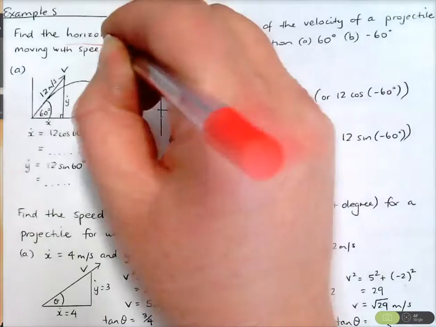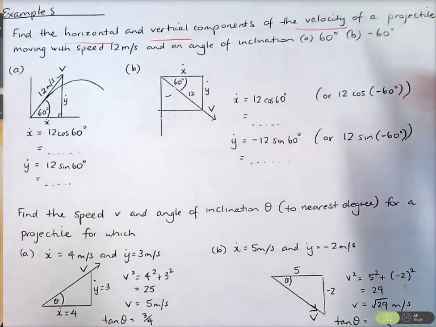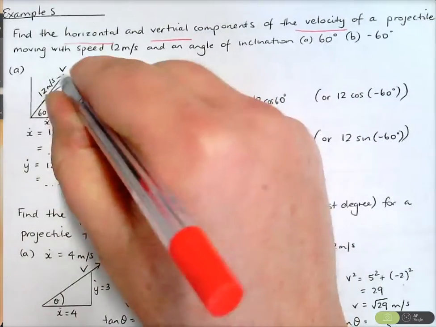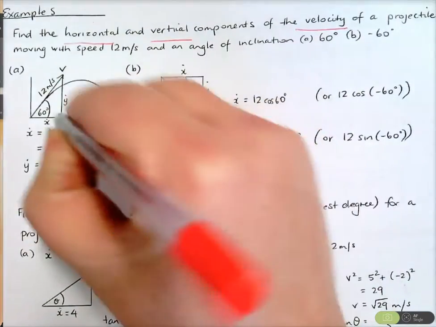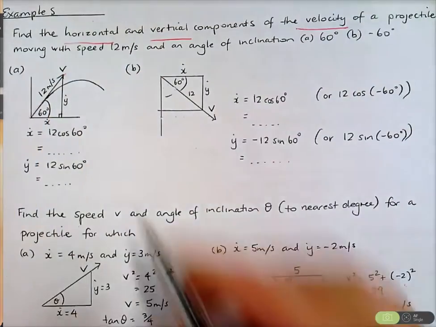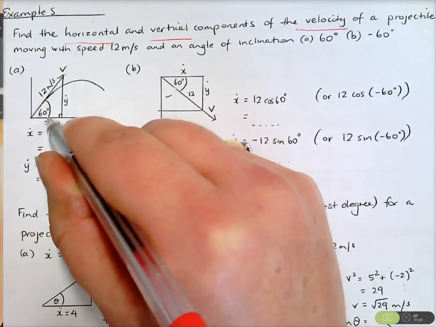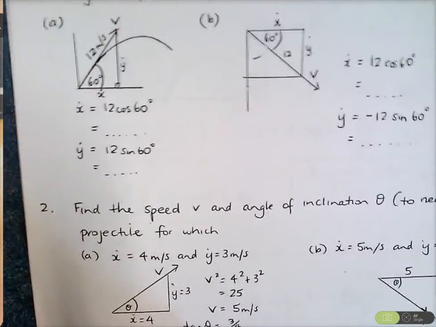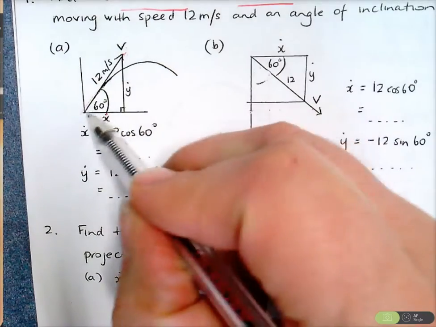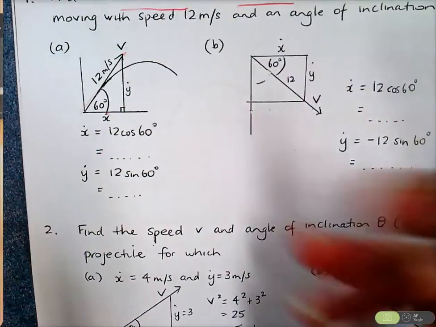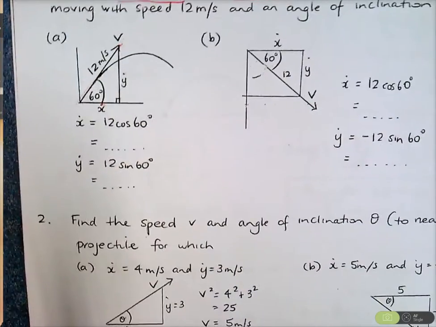Now, when you want to do the horizontal and vertical components of velocity, that's the right angle triangle that you draw up. So we draw the right angle triangle for velocity. That's your velocity, 12 metres per second, at that angle. Down here we've got x with a dot on top, so that's the horizontal component of the velocity. And here we've got a y with a dot on top, that's the vertical component of the velocity.